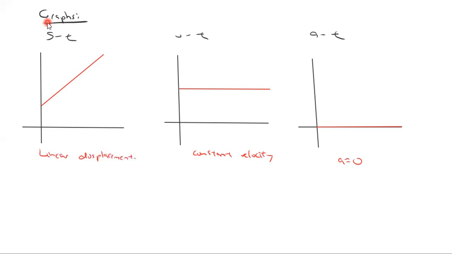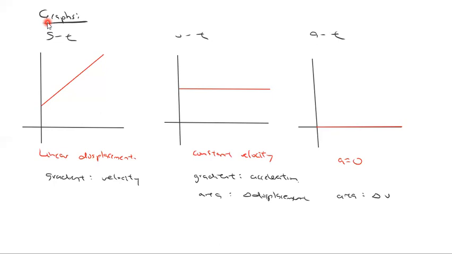So that hopefully lets you see that the gradient of an ST graph is the velocity, and the gradient of a VT graph is therefore acceleration. Now, the area under an acceleration curve will be the change in velocity, and the area under the VT curve is the change in displacement.